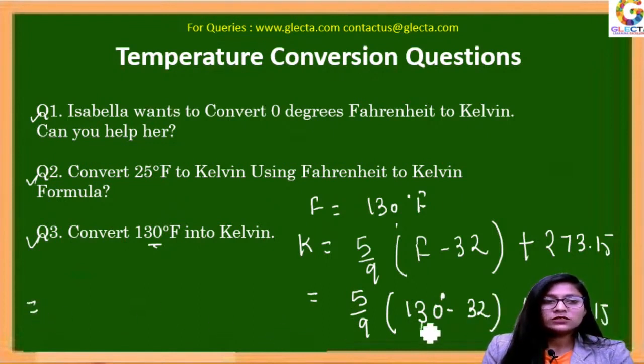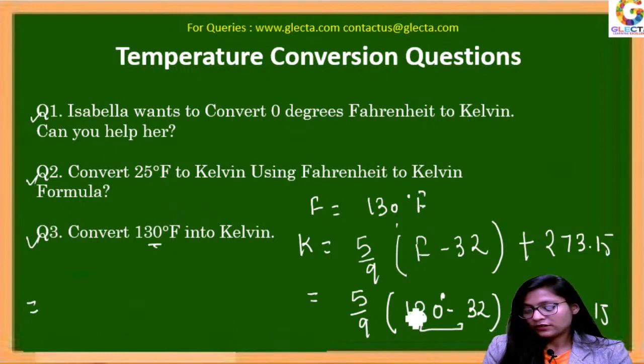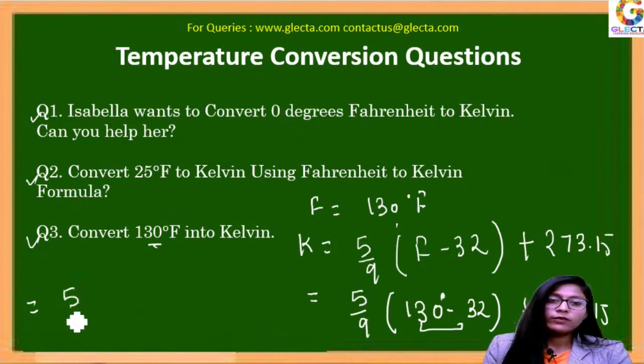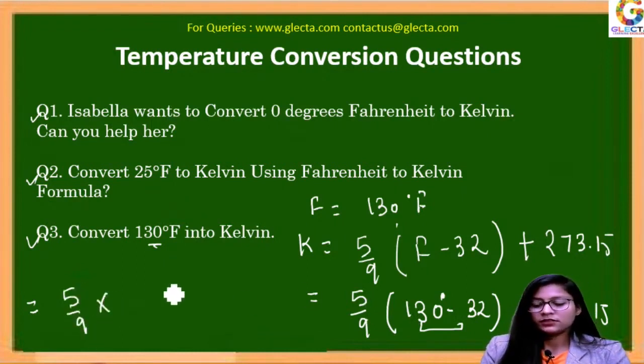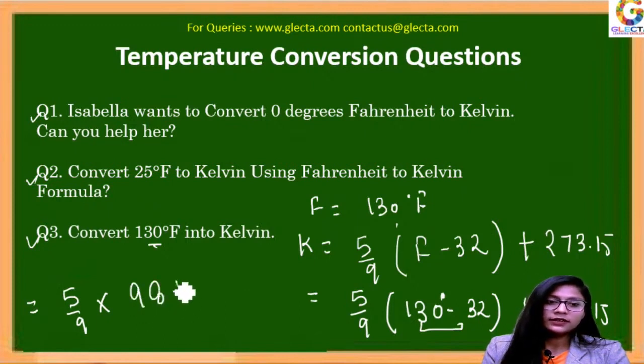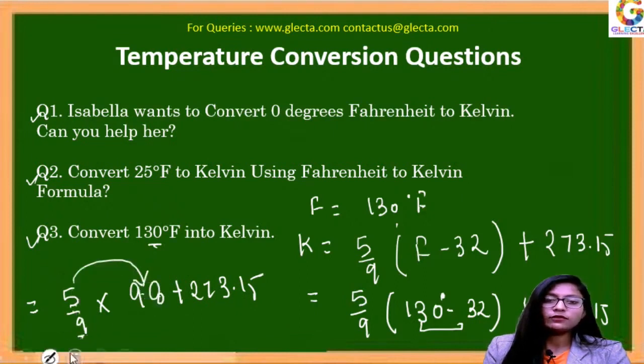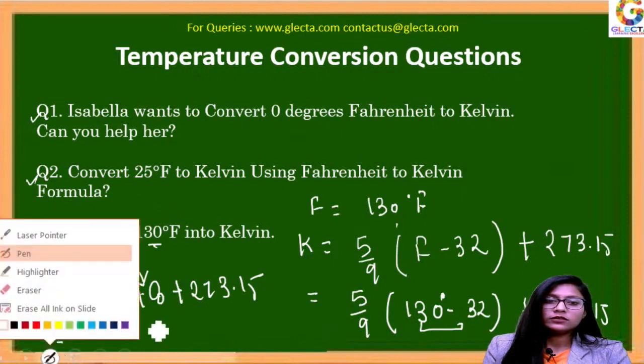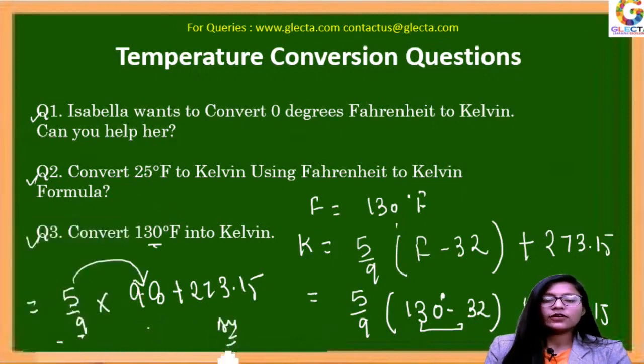Give me the value of these two. Try to solve this. Yes, 5 by 9 times 98, then add 273.15. First, try to multiply this number with 5 and then divide by 9. You will get your answers. Okay?